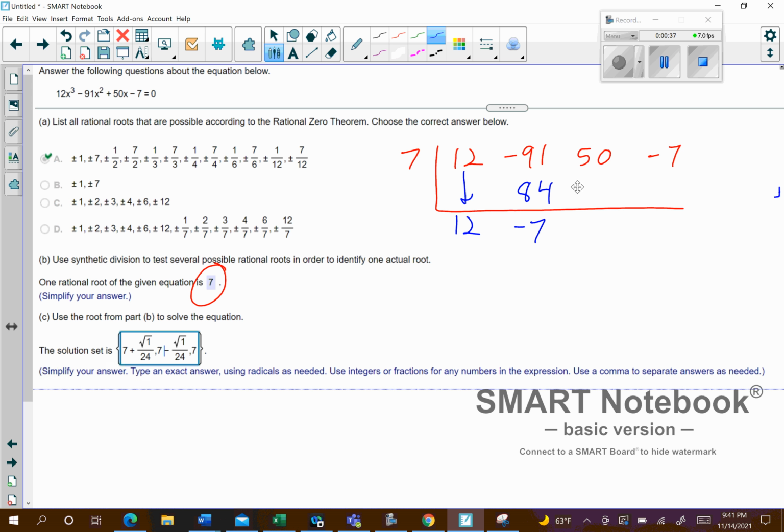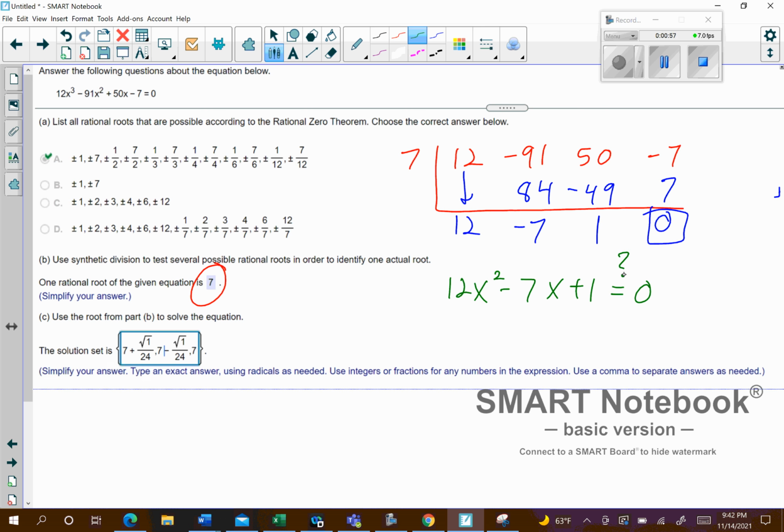Negative 49. Add that together, 1. Get 7, remainder of 0. Okay, so basically what we're left with is 12x squared minus 7x plus 1. And we basically want to figure out what will make that portion equal 0.